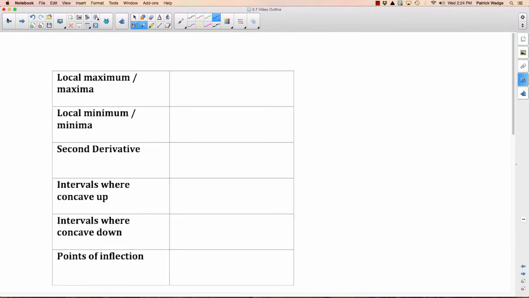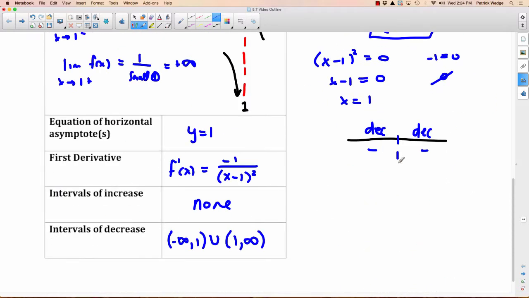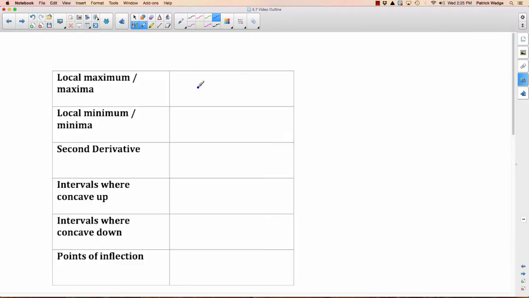Local maximum and minimum. Well, you could use a second derivative test, but let's just go back to here. We can just use this information right here. Decrease, decrease. Well, there's no maximum or minimum. It has to go decrease, increase for a minimum, and increase, decrease for a maximum. It's neither one of those, so none and none.